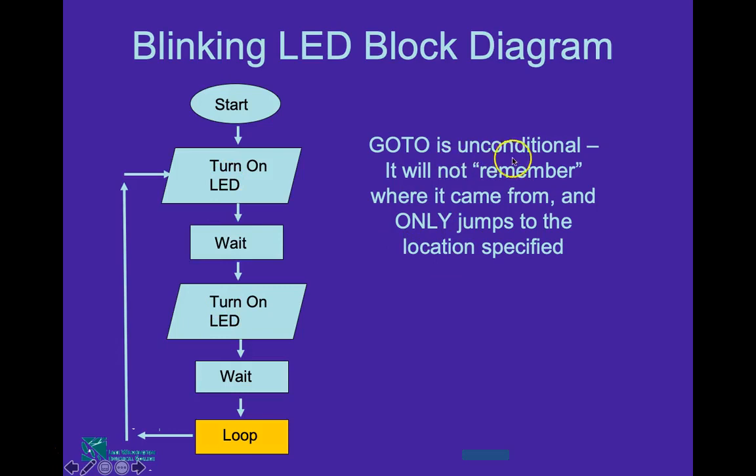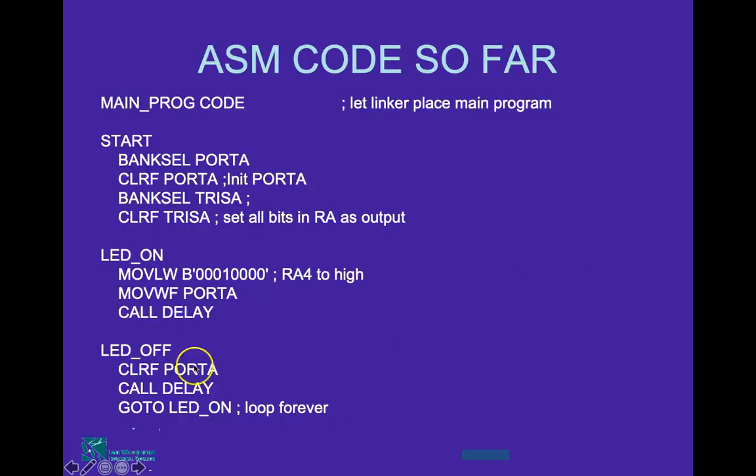So go to is unconditional, and it will not remember where it came from and only jumps to the location specified. So let's see this. This is the whole code for our blinking LED. Only one thing is missing, the code for the delay. That delay code I have not mentioned here, but I'll show you in the next lecture. For now, you just see what we have done so far.